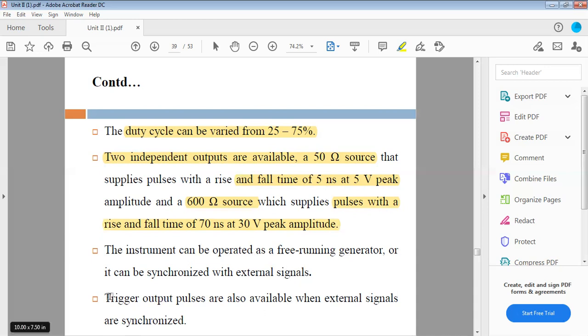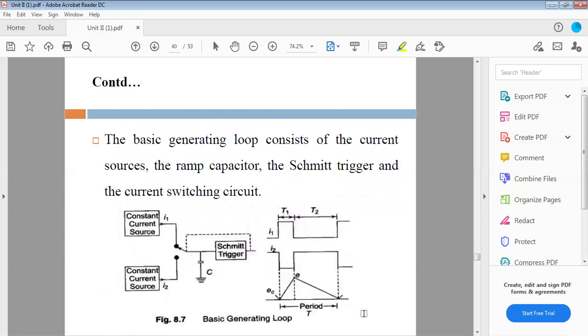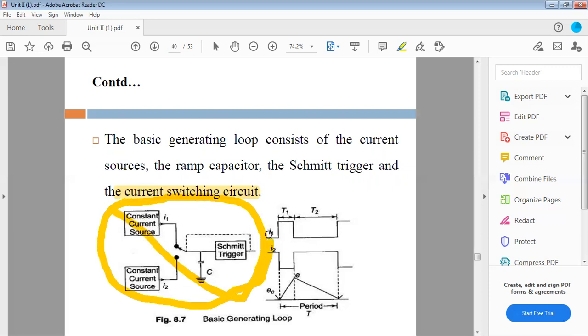Next, the generated trigger output pulses are available when external signals are synchronized. When external signals are synchronized, it generates trigger pulses. Next, this is the basic generating loop which is used for generating the pulses.